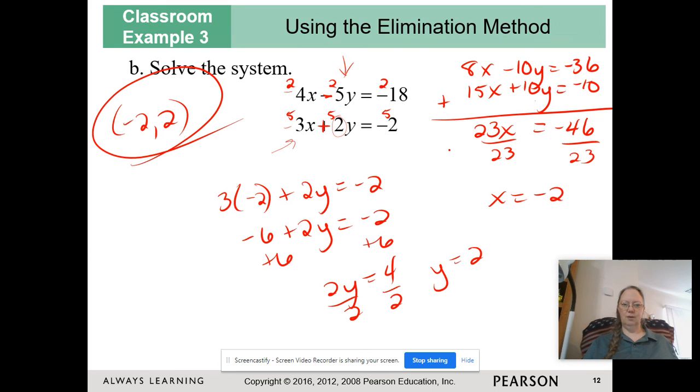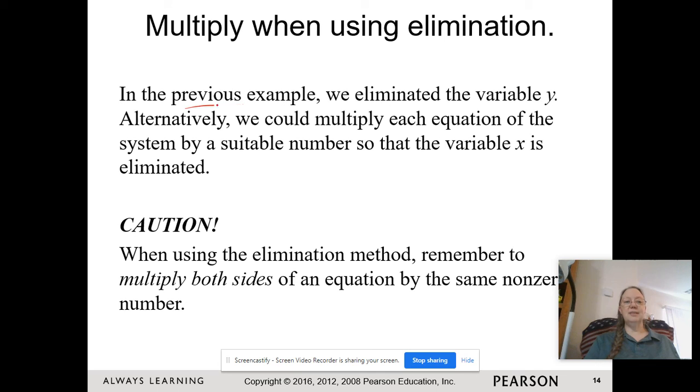Did we eliminate the y? We did eliminate the y. Previous example, we eliminated the variable y. We could have just as easily multiplied each equation so that we eliminate the x. It doesn't matter. But something you have to remember, this is important.